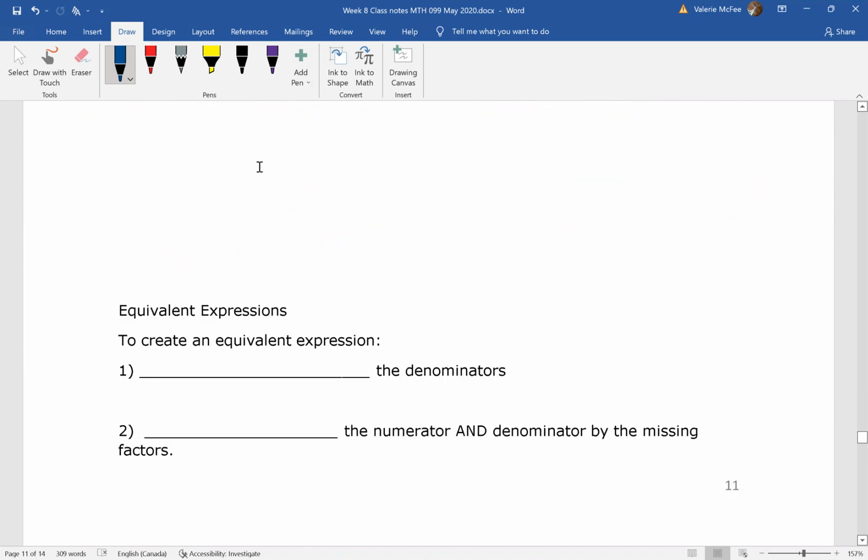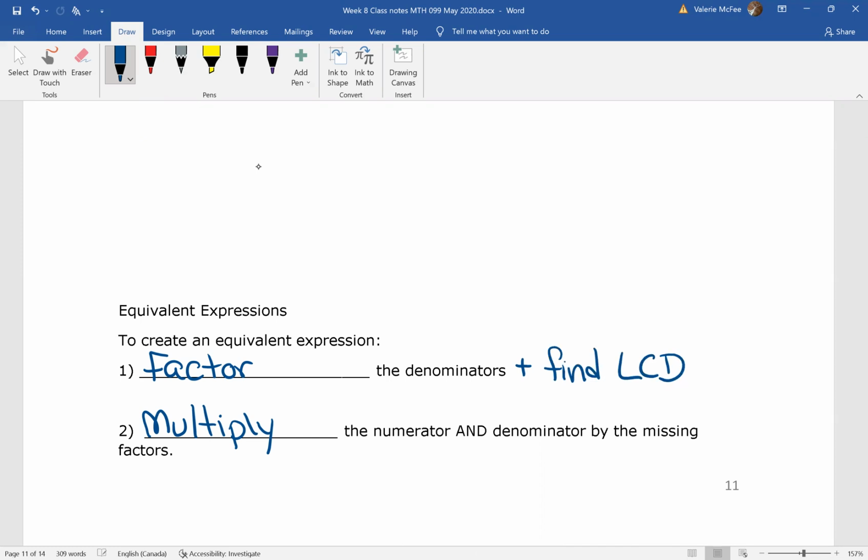Now we want to use this idea of finding a lowest common multiple of the denominators to create equivalent expressions. When we create equivalent expressions, the first thing we want to do is factor the denominators. And then we multiply the numerator and the denominator by the missing factors. I should add something to part 1 there. Factor the denominators and find the lowest common denominator. Then we multiply by the missing factors.